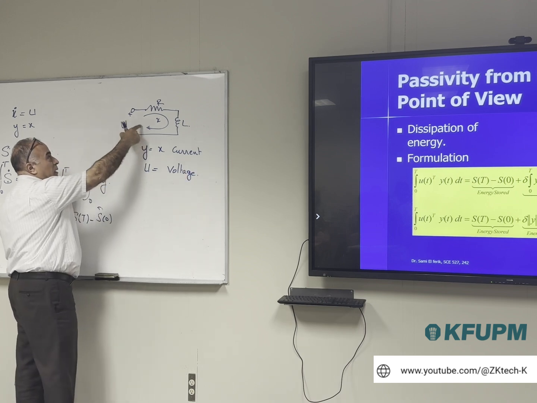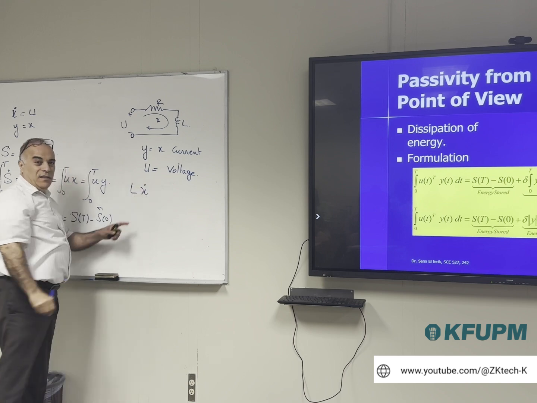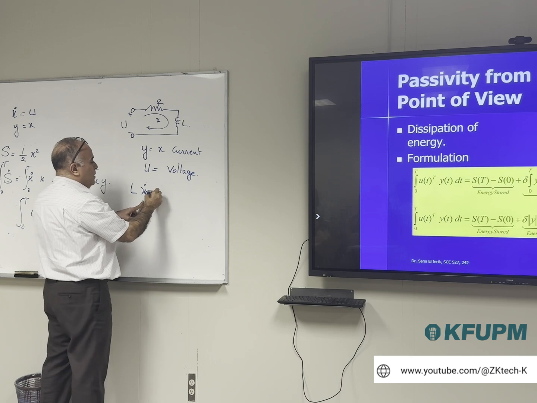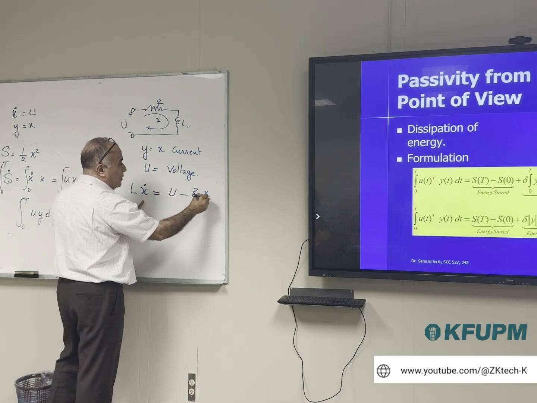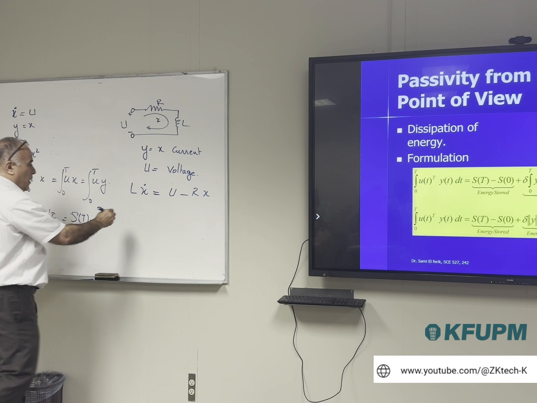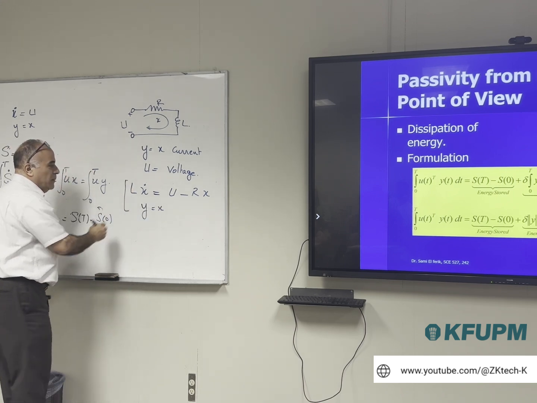So if I write the dynamic equation of this, I will have L multiplied by di/dt, or L multiplied by x prime, equal to the input u minus R multiplied by the current. Everybody is okay with this? And then I will have here y equal to x as my output. So this is my dynamic system.